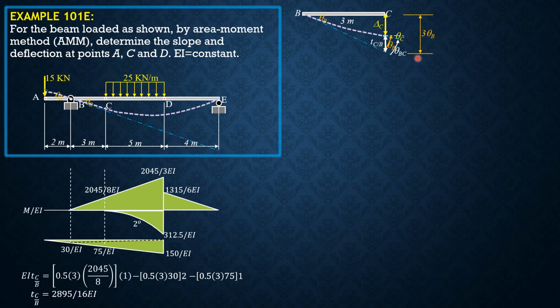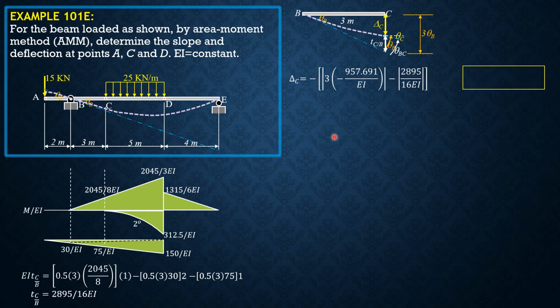So delta C is negative of 3 times the absolute value of theta B. The absolute value of 3 times theta B is theta B minus the absolute value of the deviation of C relative to the tangent at B, which is 2895 over 16. Expressing delta C in decimal, delta C is negative 2692.136 over EI. Then, there's no need to magnify portion CD, so we have a space here.